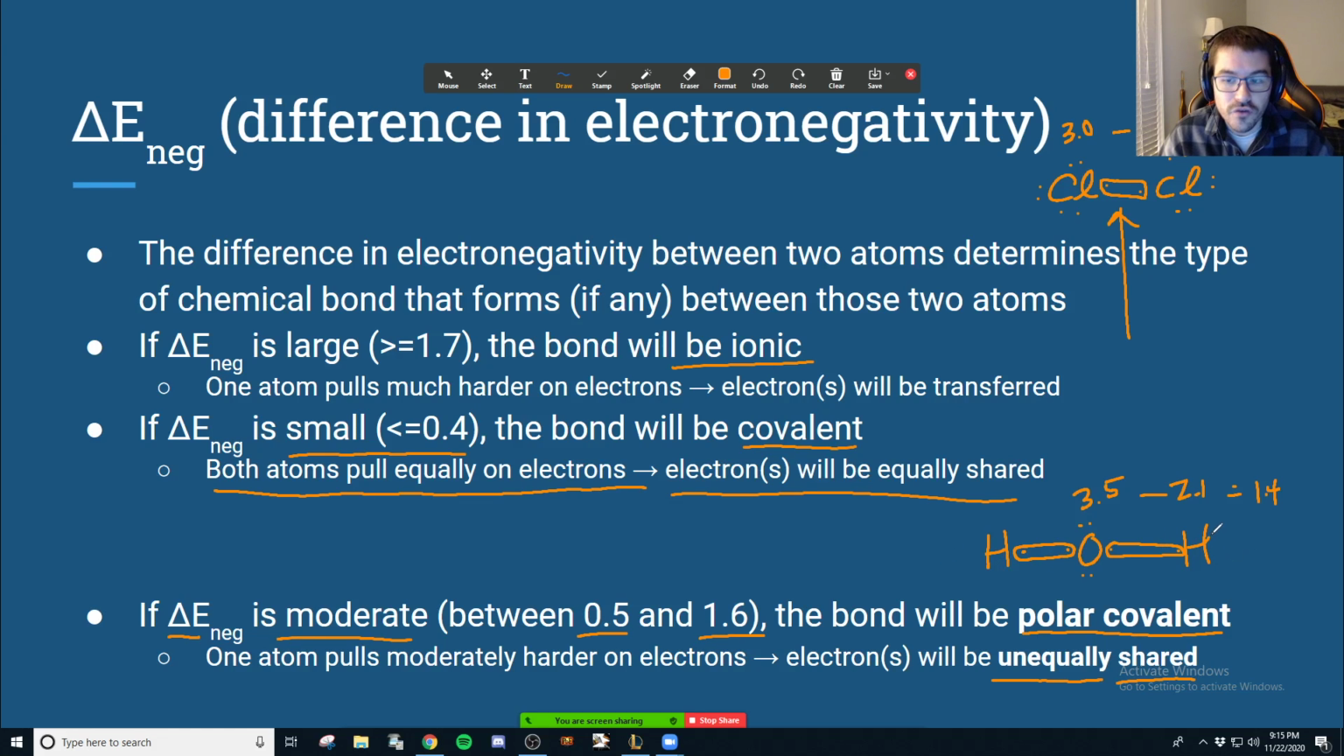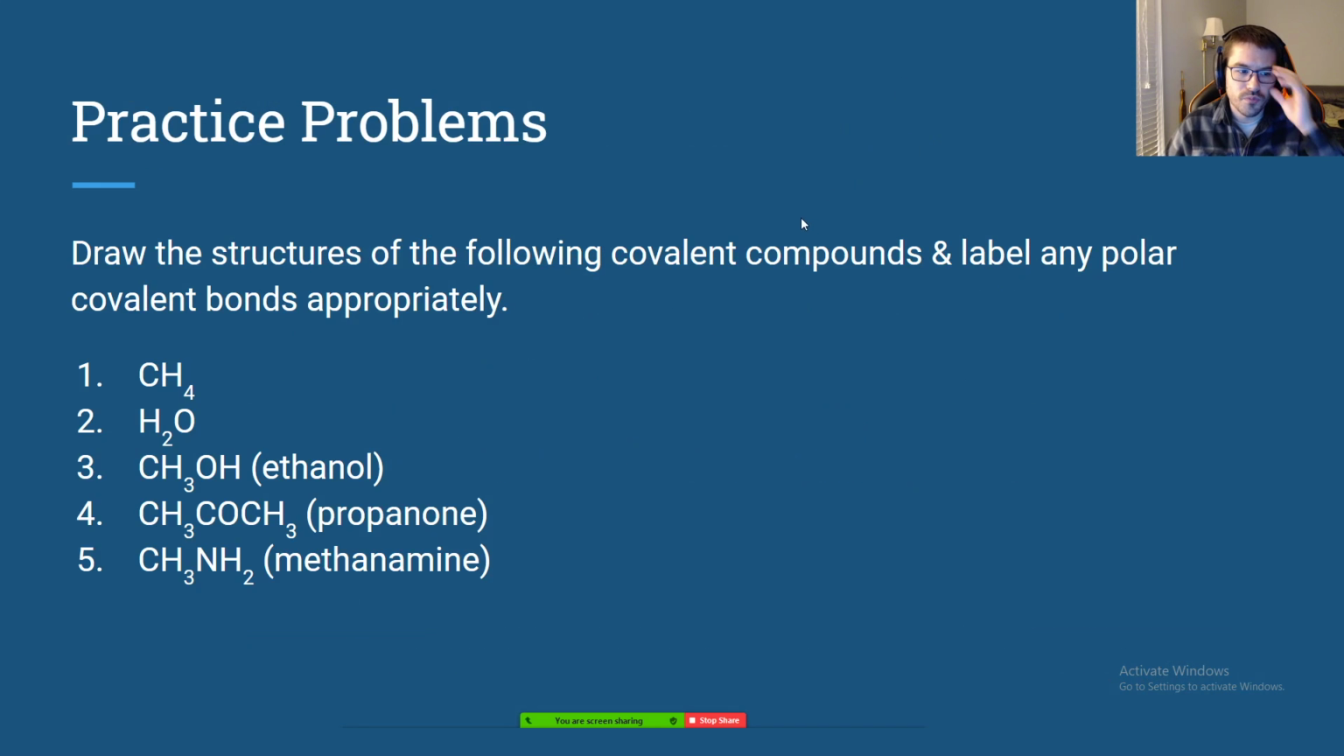The hydrogens are not as good at pulling on the electrons as the oxygen is. The oxygen is highly electronegative, 3.5 electronegativity, second highest electronegativity on the periodic table. The oxygen is much, much better at pulling on those electrons. So what does that mean? What does it mean for electrons to be unequally shared? Well, let me show you.